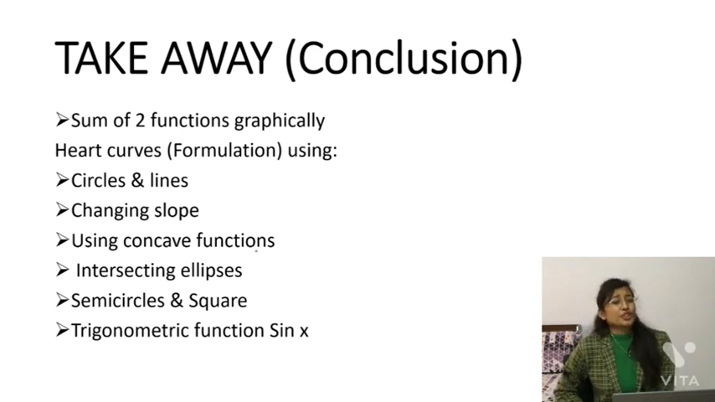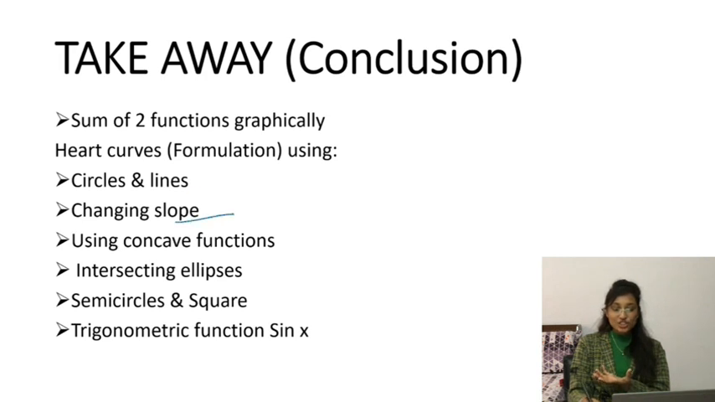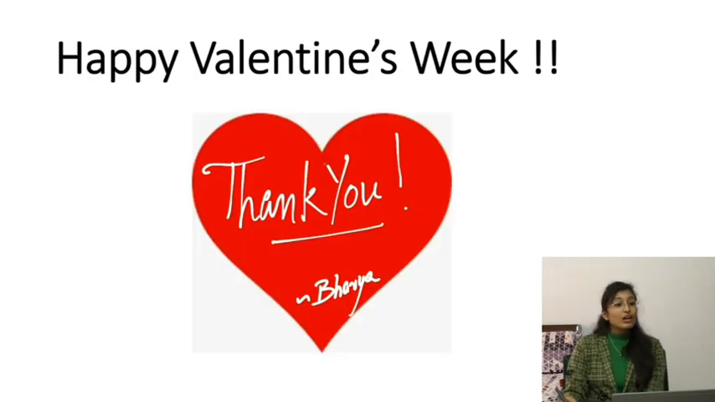What is our conclusion? We have learned how the sum of two functions graphically forms heart curves using circles and lines, changing the slope, changing the variations of the heart, which changes according to our mood swings, using concave functions, interesting ellipses, semicircles, square, trigonometric functions, sin x, and hearts in heart. Happy Valentine's week. Thank you.